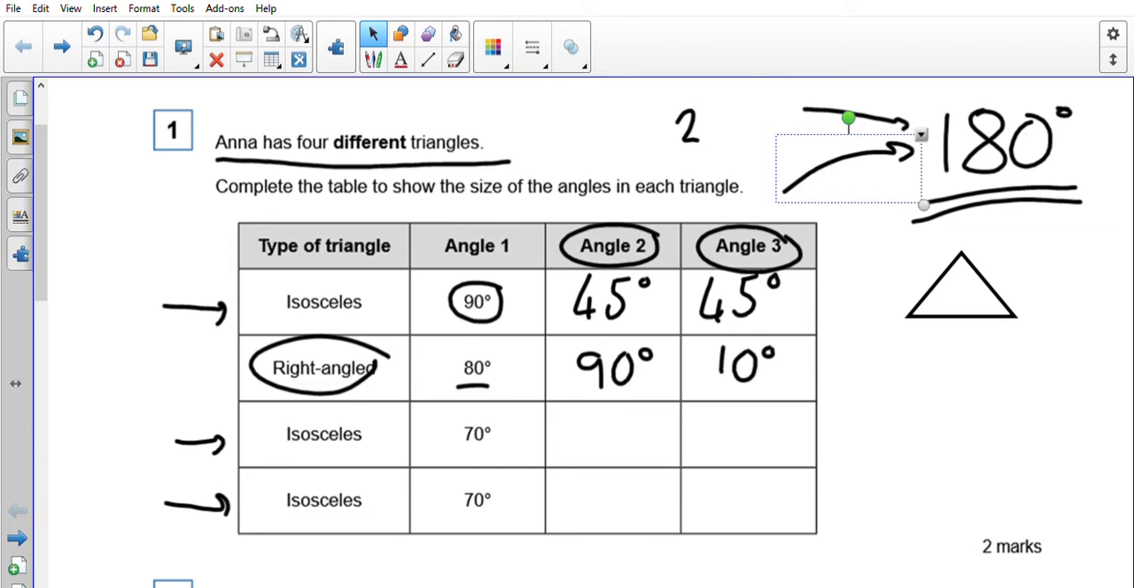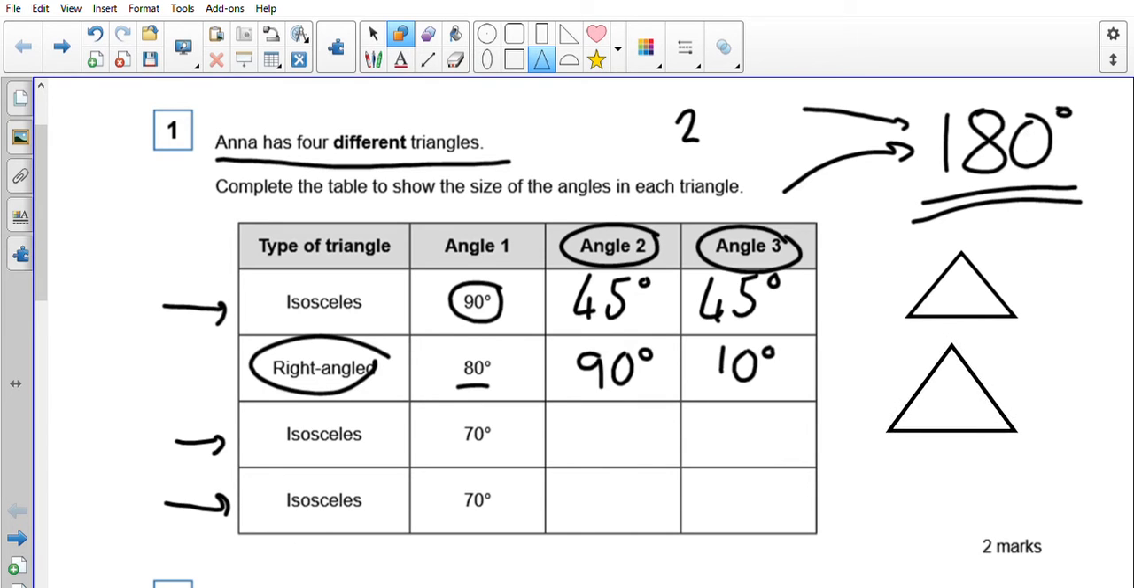Okay, so then let's have a think about what we're going to do with the third one down. This one has angle 1 of 70 degrees. So for starters, we're going to assume that 70 degrees is up at the top again. So if that's my 90, it's going to be something a little bit like that. Now, that's great. So I have my 70 degrees.